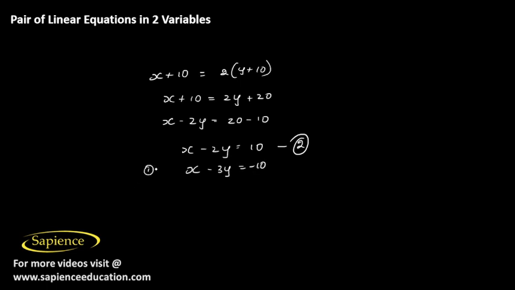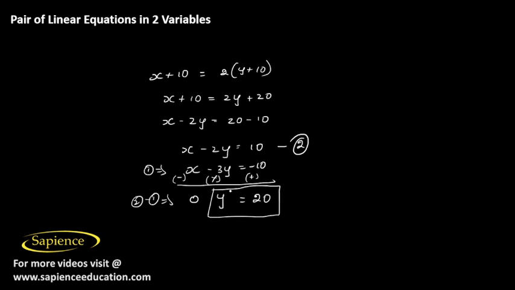This was the first equation. Now if we subtract these two equations, we can get the value of y. x minus x is 0, minus 2y plus 3y is y, 10 plus 10 is 20. So the age of Sonu is 20. Let us substitute this in the second equation. The second equation will become x minus 2 into 20 equals 10. So x minus 40 equals 10, which means x equals 50.